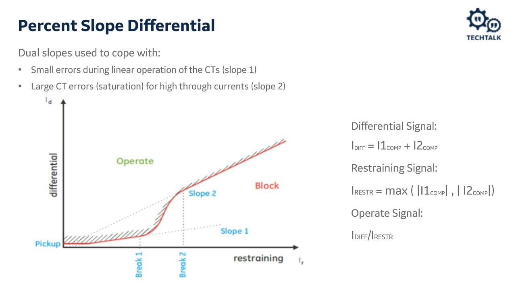What it does is it lets us be more sensitive at lower currents when the CTs would still be operating linearly, but we still take into account normal measurement errors, which increase as the current increases. And then at higher currents, we switch to the second slope, which is a lot less sensitive to be able to account for CT saturation conditions. So with this, we're able to ensure security while still maintaining sensitivity.